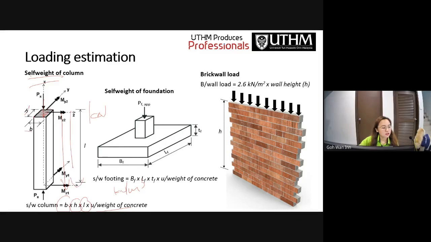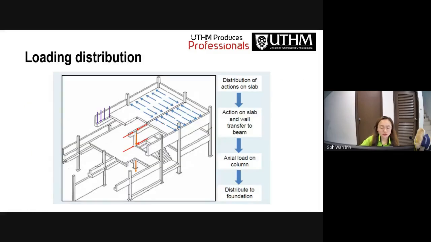So the load from this column itself and the total load from the beam and so on, it will distribute to the foundation. So it is connected from the column, okay, and then to this foundation. That's why you will have the self weight of footing. Footing, you need to take B times L. Where is going here?